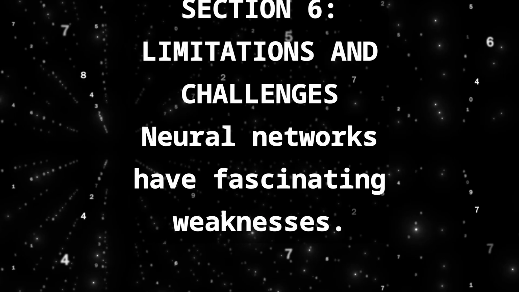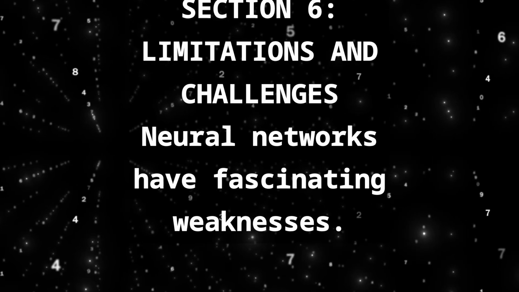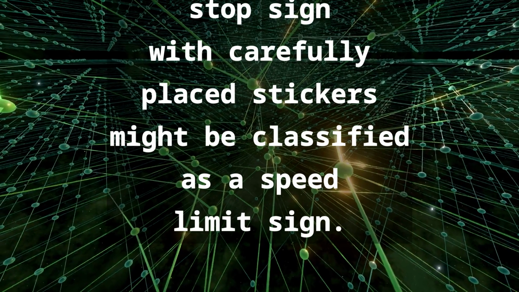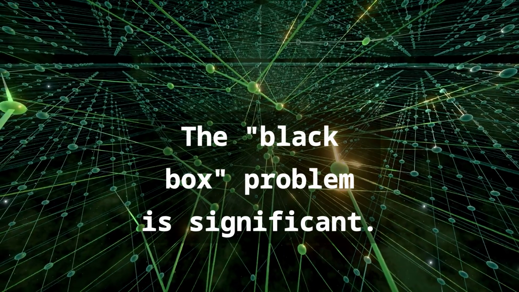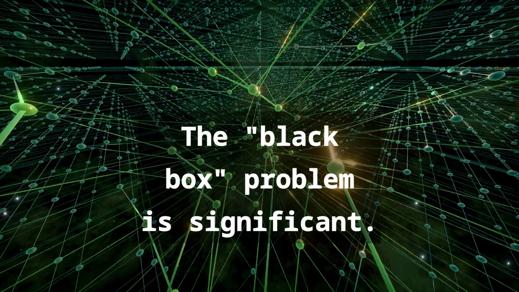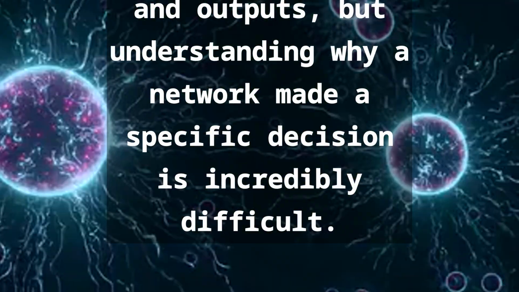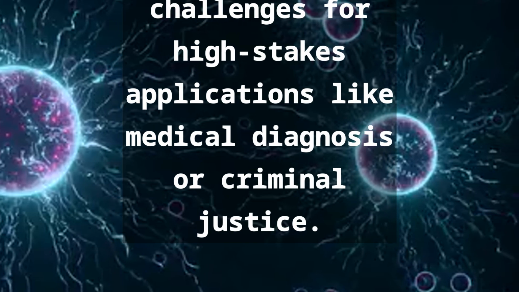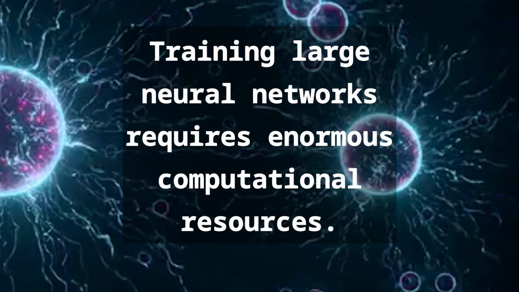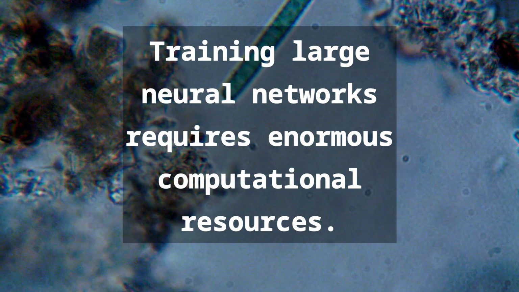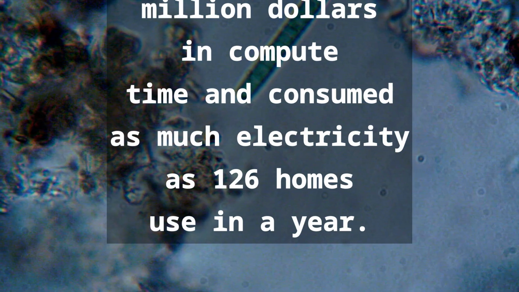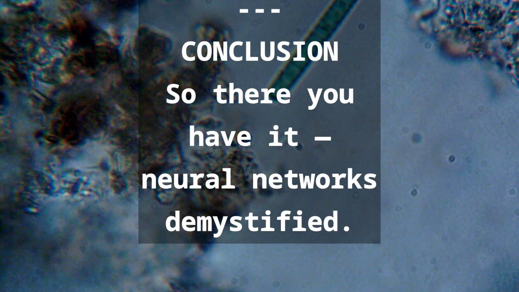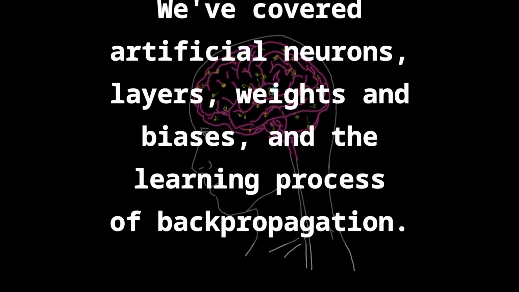Section 6. Limitations and challenges. Neural networks have fascinating weaknesses. Adversarial examples can fool image recognition systems. A stop sign with carefully placed stickers might be classified as a speed limit sign. The black box problem is significant. We can see inputs and outputs, but understanding why a network made a specific decision is incredibly difficult. This creates challenges for high-stakes applications like medical diagnosis or criminal justice.